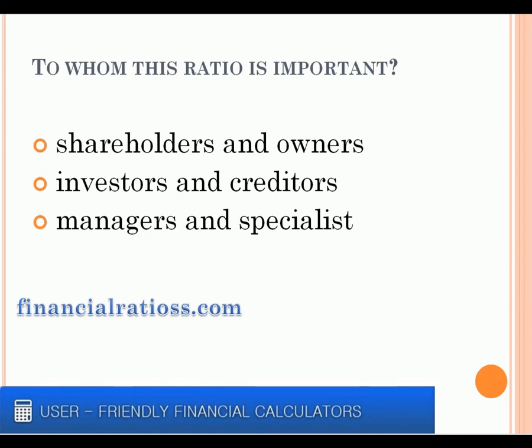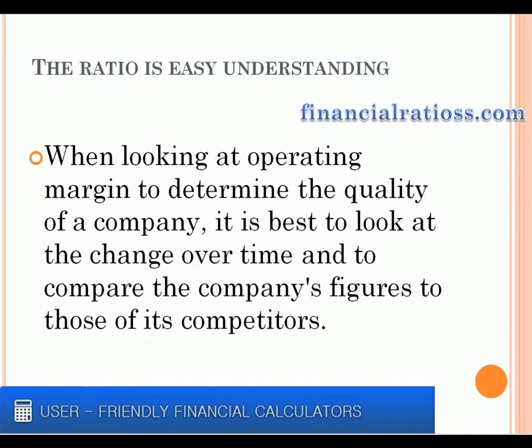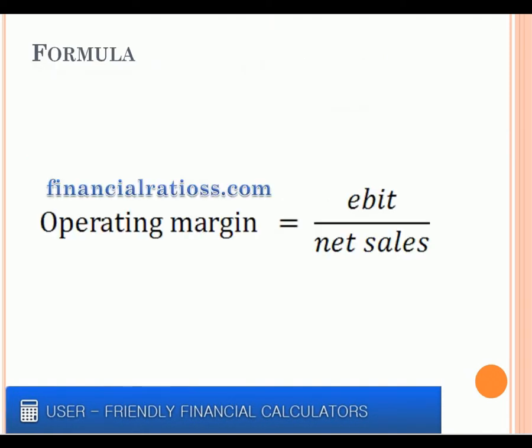Now, to whom is this ratio important? The shareholders and owners, investors and creditors, managers and specialists. It is recommended to observe companies' operating margin ratio trends both in short and long terms. It gives an idea of how much a company makes on each dollar of sales. When looking at operating margin to determine the quality of a company, it is best to look at the change over time and to compare the company's figures to those of its competitors.